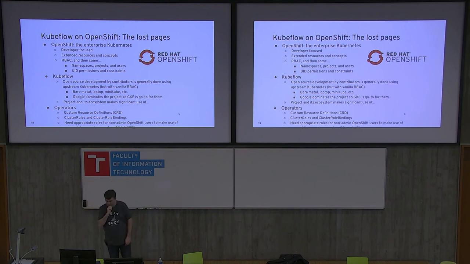However, the lion's share of contributions to the Kubeflow community comes from Google, it comes from other companies and individuals, and they do their development with just Kubernetes. Now, they do it with RBAC turned on, but at times in developing some of the Dockerfiles and the images, they don't think about things like UIDs and these types of considerations. Also, what's happened is the advent of the operator model, and Red Hat has been a big proponent of that, certainly with CoreOS.